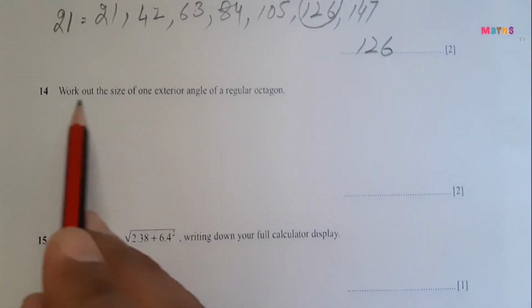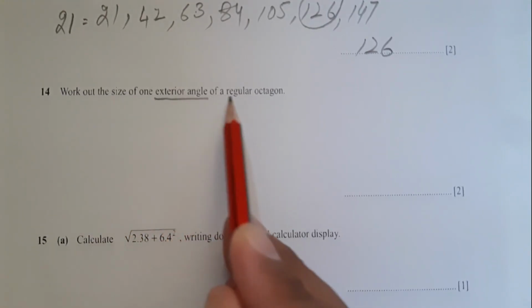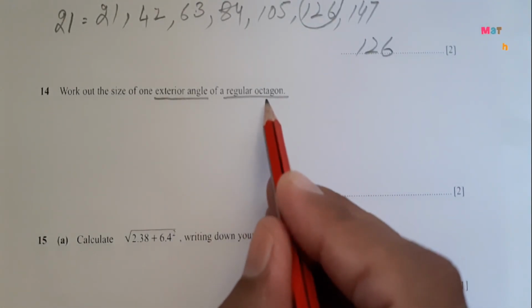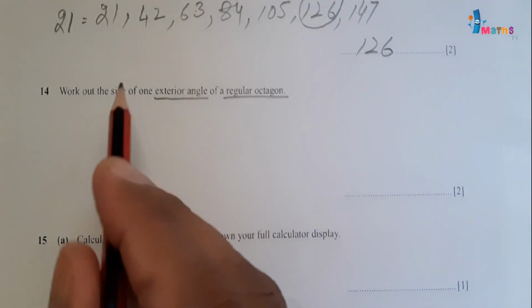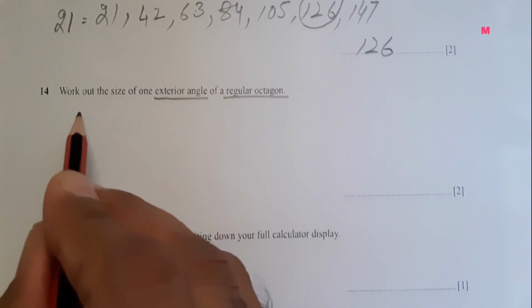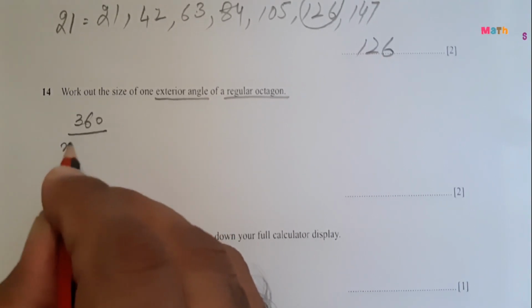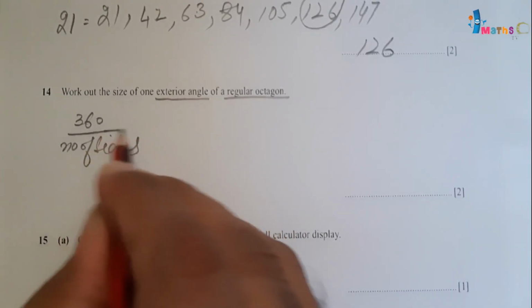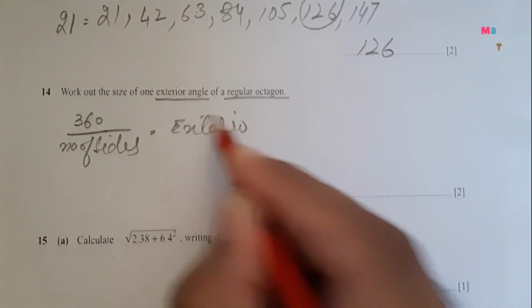Question number 14. Work out the size of one exterior angle of a regular octagon. An octagon has 8 sides, and in a regular octagon all angles and all sides are equal. So exterior angle, 360 divided by the number of sides will be equal to the exterior angle. This is the formula.